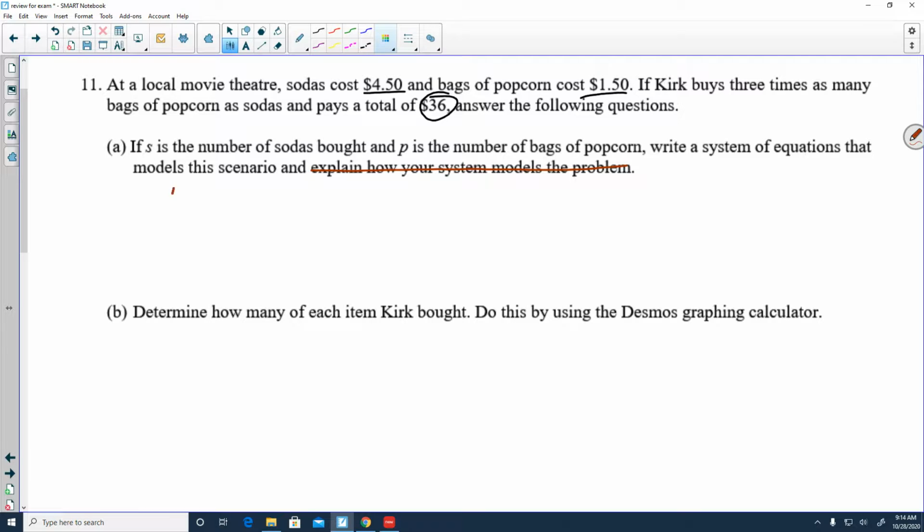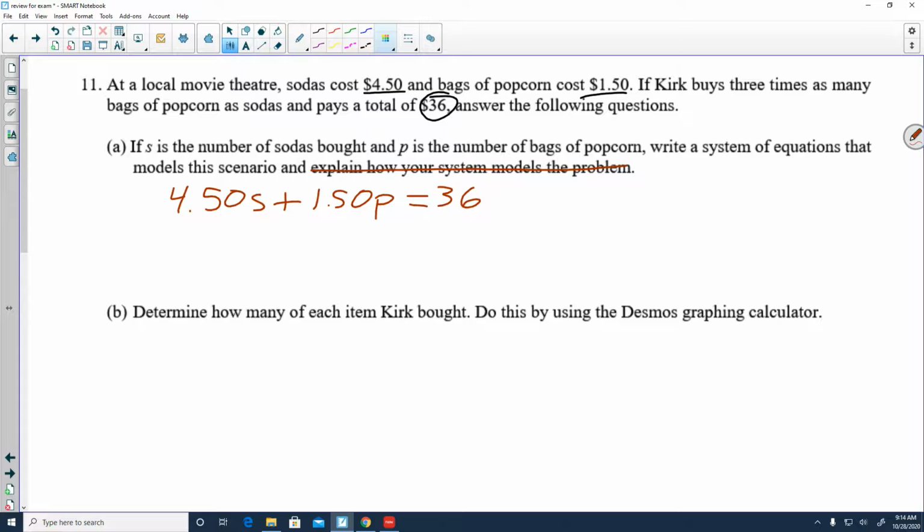So we know that each soda costs $4.50. So $4.50 times S is going to be the amount of money that he spends just on soda. If he buys S sodas, he's going to spend $4.50 times the number of soda that he buys. Now, if he spends $1.50 on each individual bag of popcorn, $1.50 times P is going to be the amount of money he spends in total just on popcorn. When we add them together, that's going to equal the total amount that he spends, which is $36. So I'm going to set this whole thing equal to 36. They're both equal to the total amount of money that he spends.